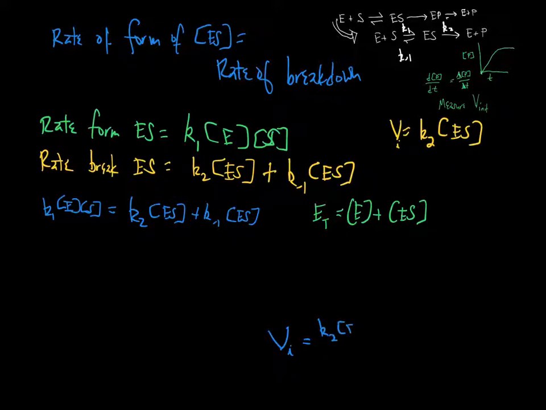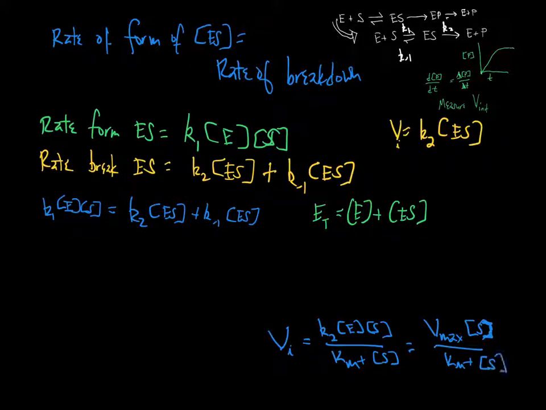k2 times E times S over Km plus S, which is also equal to what's called V max times S over Km plus S. Is that capital K or little k? This is a capital K. That's very important to note. Okay, the little k2 is a lowercase k. That's supposed to be capital K as well, because it's a thermodynamic constant.